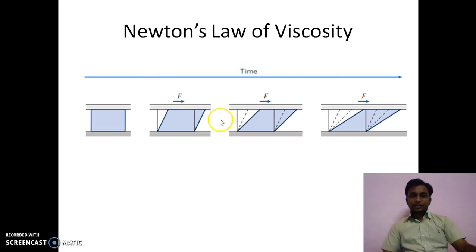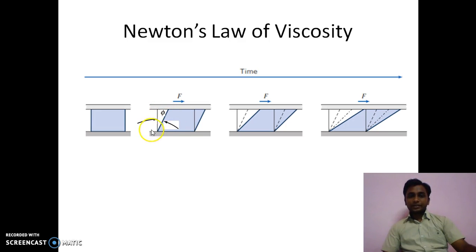So to do that, first we will consider one example. Let us consider two parallel plates, and between these two parallel plates, one fluid element is kept. On the top plate, a tangential force F is applied. So when we apply this force F on the top, there will be certain deformation. This is the deformation shown here.